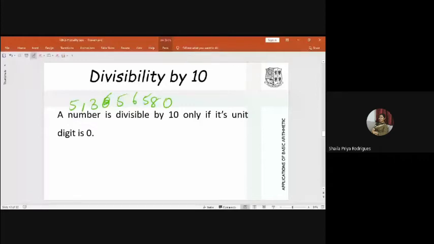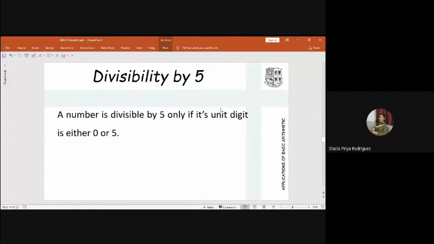All right. What is divisibility by 5? If the units place is either 0 or 5, the number is divisible by 5. The easiest of all divisibility tests, right? The tests for 2, 5, and 10. If the units digit is either 0 or 5, the number is divisible by 5.